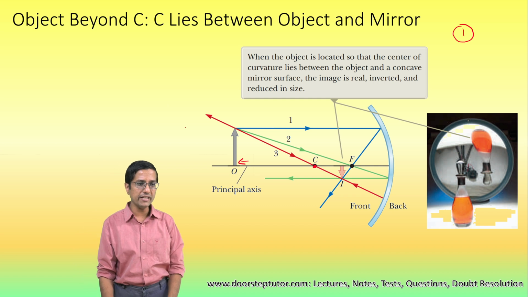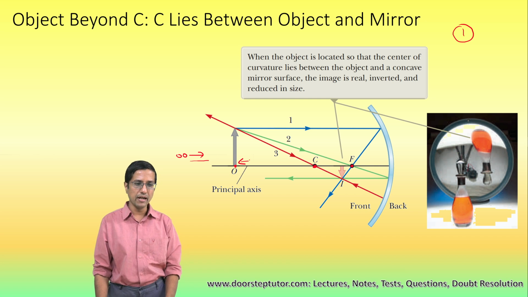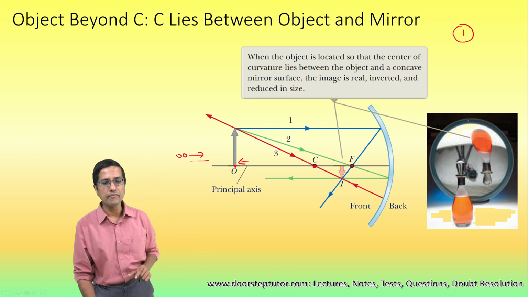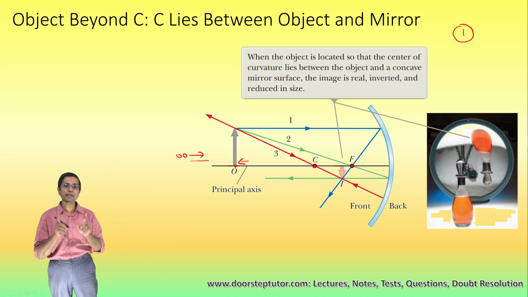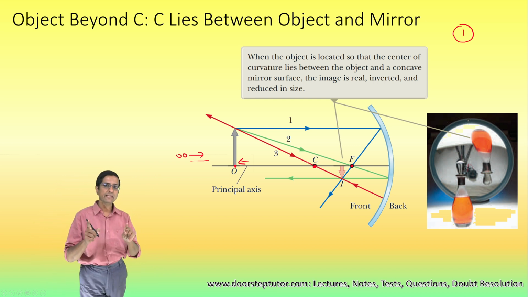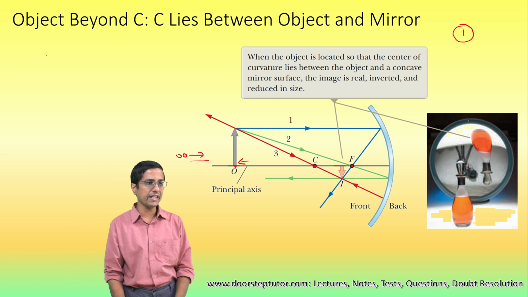When the object is at infinity, we know that the image is formed at the focus. Now what happens when I bring it closer and closer? I have brought it from infinity and I am bringing it closer, to a location close to the mirror. It's not at infinity anymore, but it is still beyond the center of curvature. So where would the image be formed in this case? That is the first case, that is the exercise.